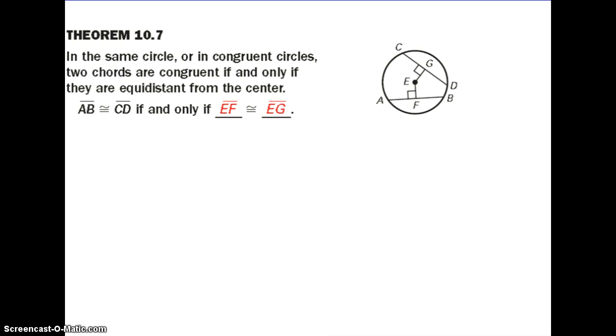Alright, and the last theorem that we're going to talk about before we get into some practice problems is that if I have two chords, chord AB and CD, they are congruent if and only if they are equidistant from the center. When I say equidistant, remember the shortest distance from a point to a line is going to be a perpendicular line. So if these two perpendicular lines are congruent in length, then the two chords AB and CD must be congruent in length as well.